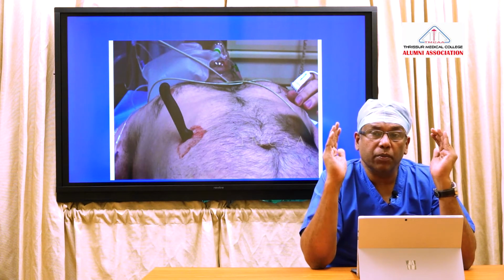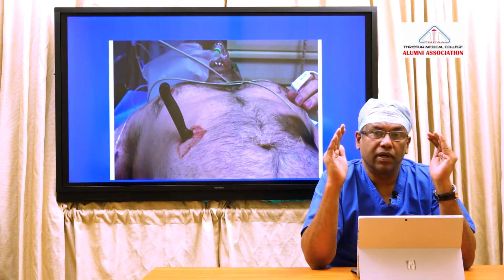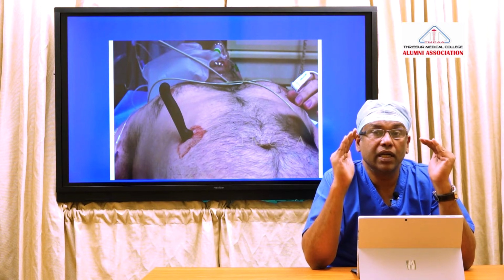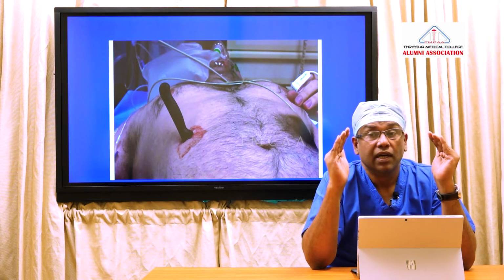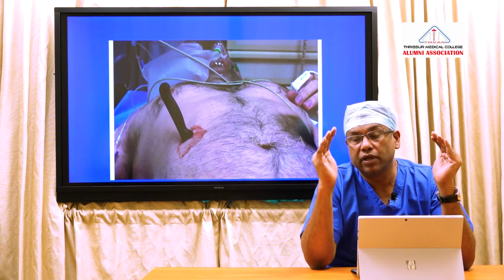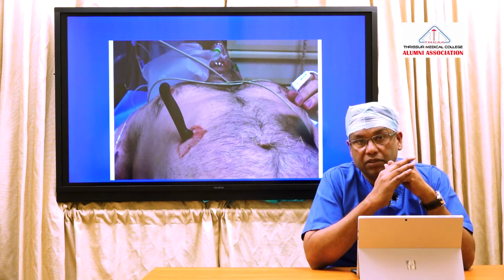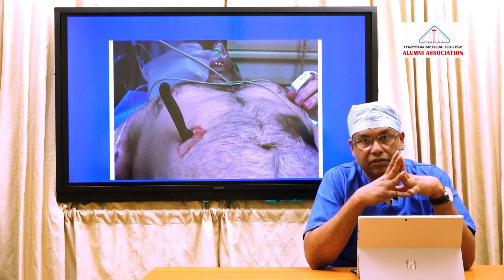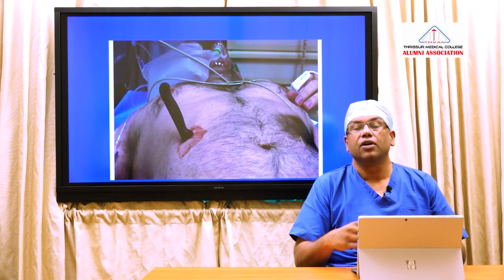And whenever you talk about penetrating chest injury, what I wanted to tell is that whenever the pleura is injured, that is when you call it a penetrating chest injury. Just like when the peritoneum is injured, you call it penetrating abdominal injury. When the platysma is injured, you call it penetrating neck injury. But when the pleura is injured, you call it penetrating chest injury.